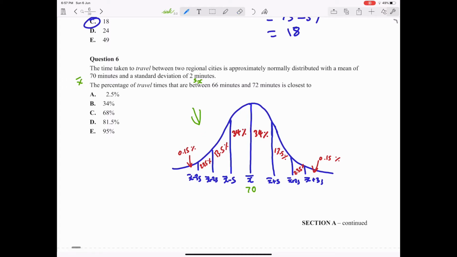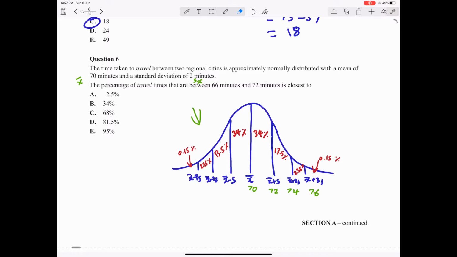So in the question, we know that the mean is 70, so I've written 70 under the mean value over here. And the standard deviation is 2 minutes. So basically this normal distribution shows the percentages in each standard deviation above or below the mean. So if the mean is 70 and the standard deviation is 2, one standard deviation above the mean is 72, two standard deviations above the mean is 74, three standard deviations above the mean is 76.